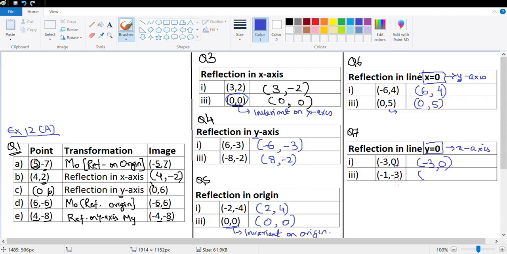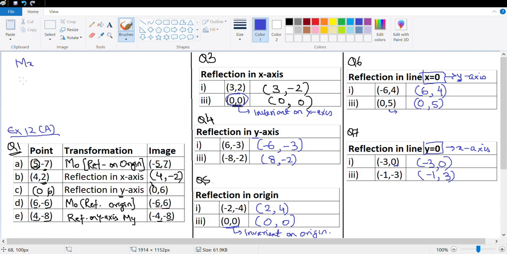The next one, (-3, -1). The sign of y changes, which means -1 becomes 1, but -3 remains -3. So here, before we move on, I want to talk about a couple of things, which is Mx.